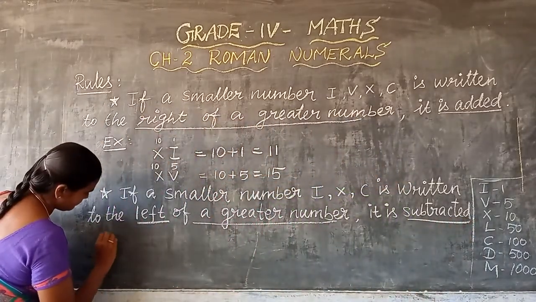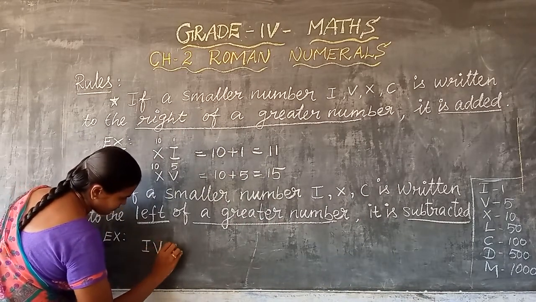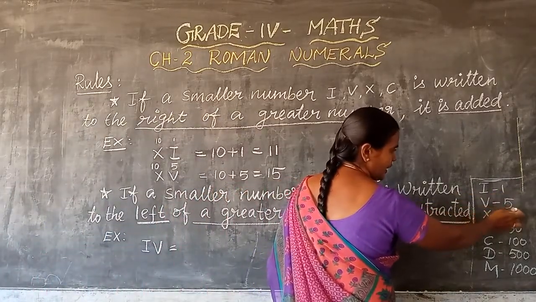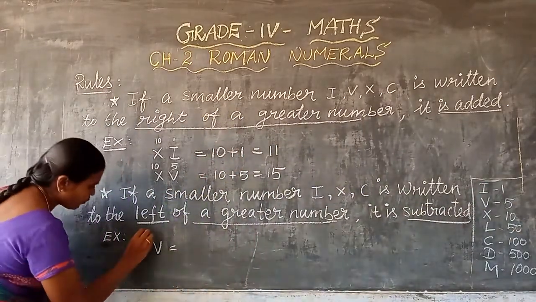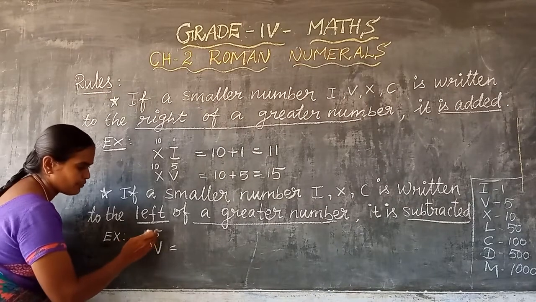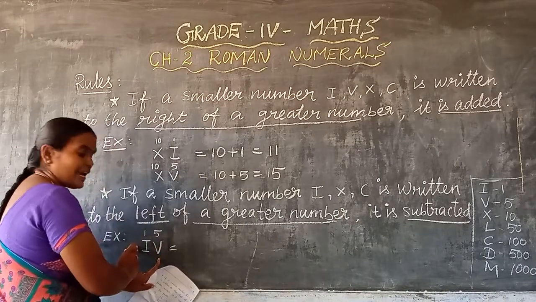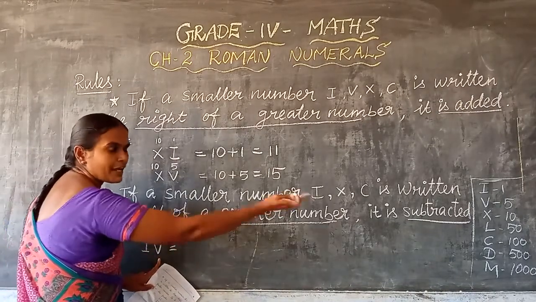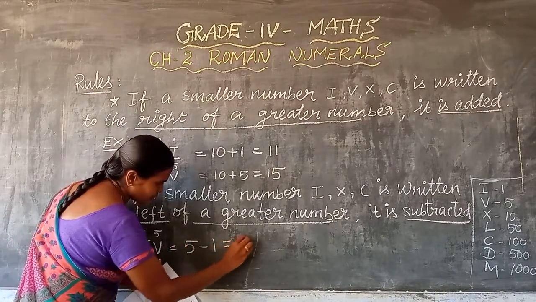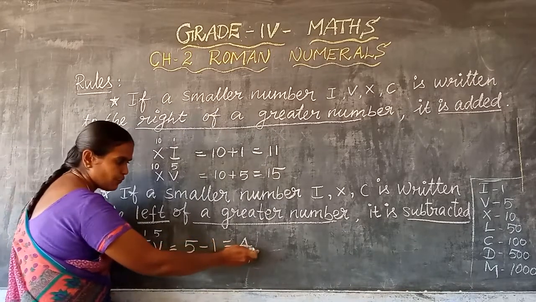For example, IV. What is the value of I? 1. Value of V? 5. Here which one is the greater number? 1 or 5? 5 is greater number. So greater number, left side we have the small number means subtraction. So 5 minus 1 is equal to 4. So value of IV equal to 4.